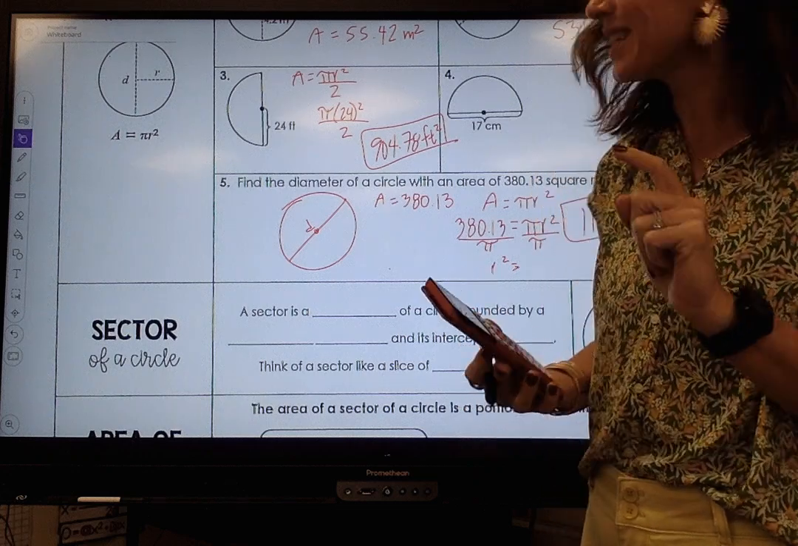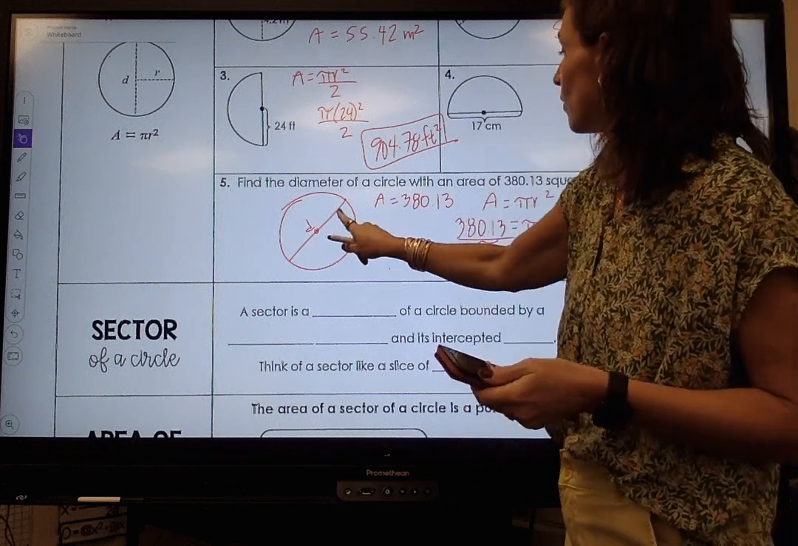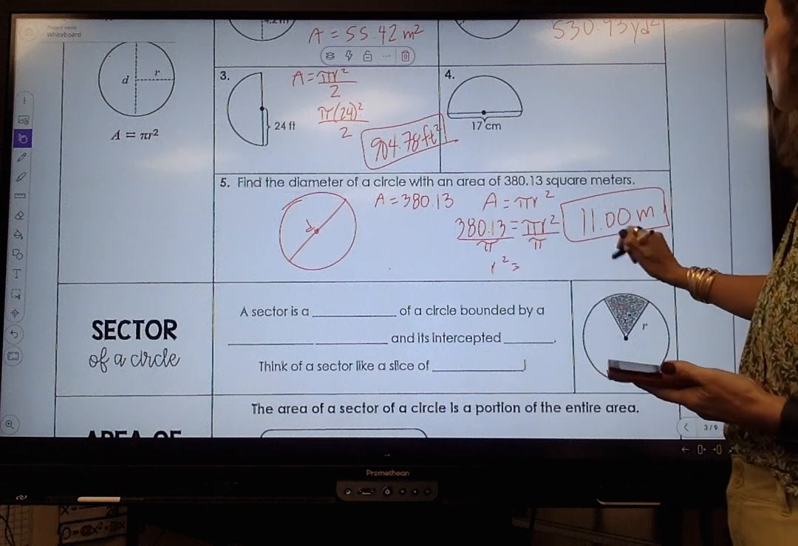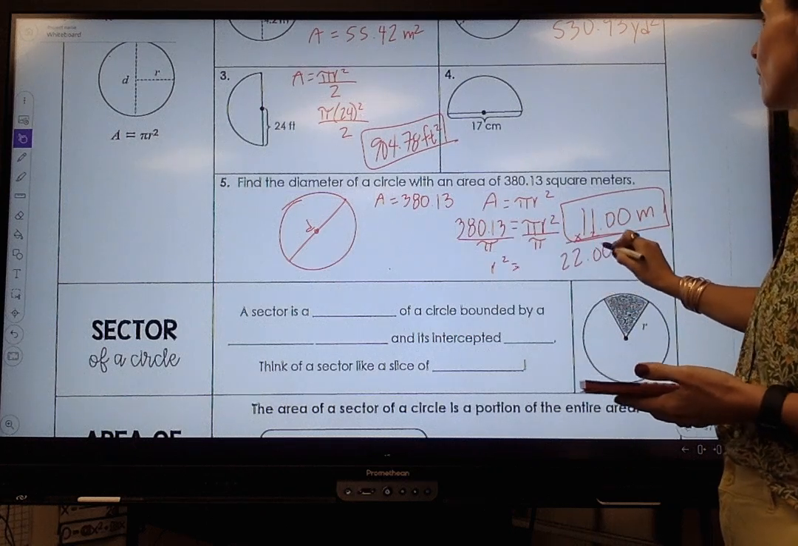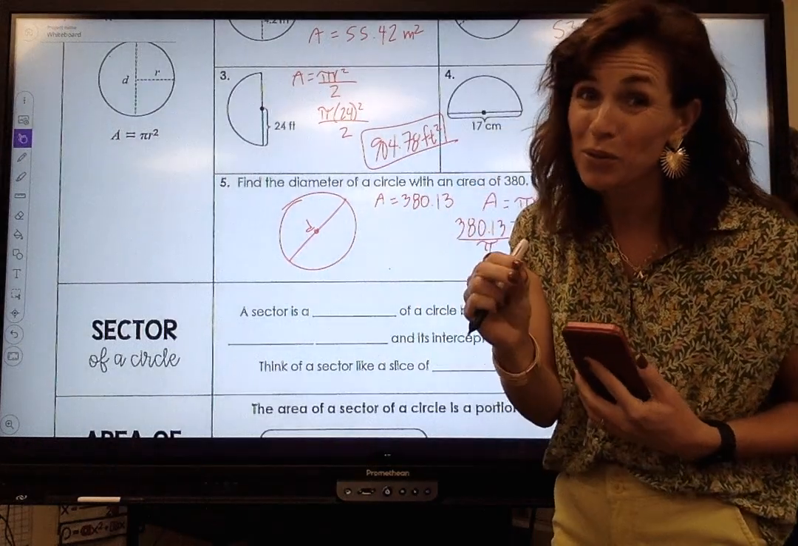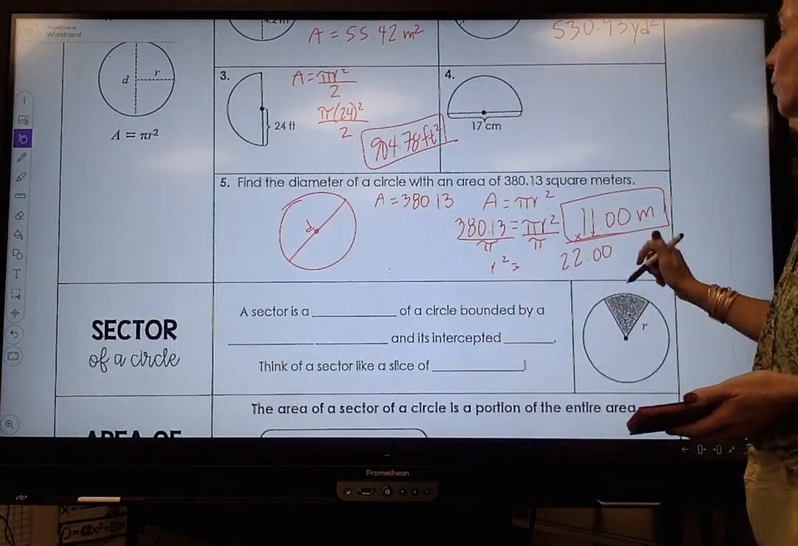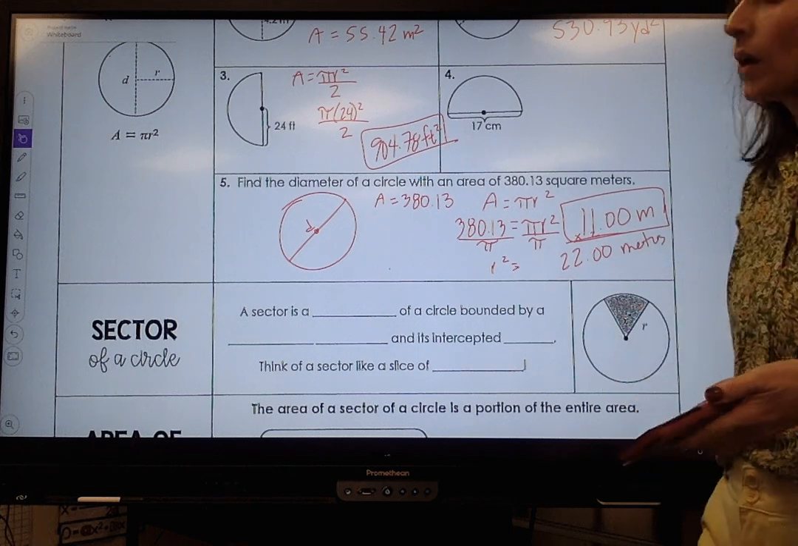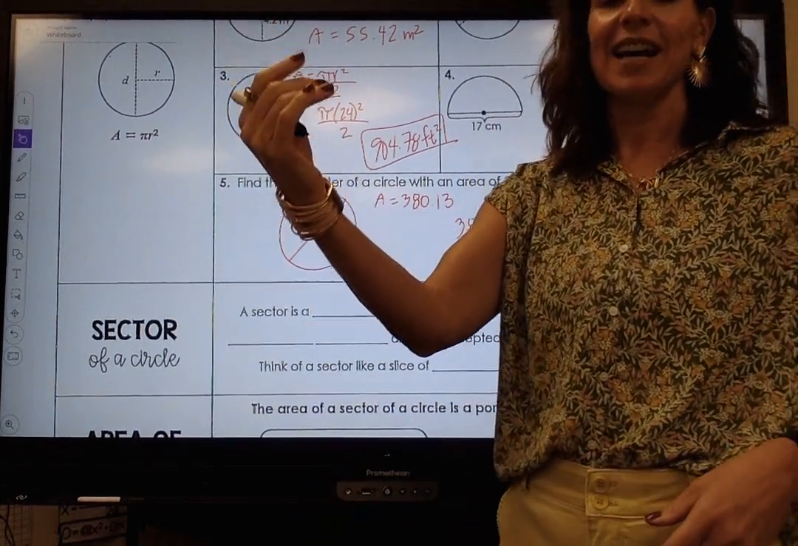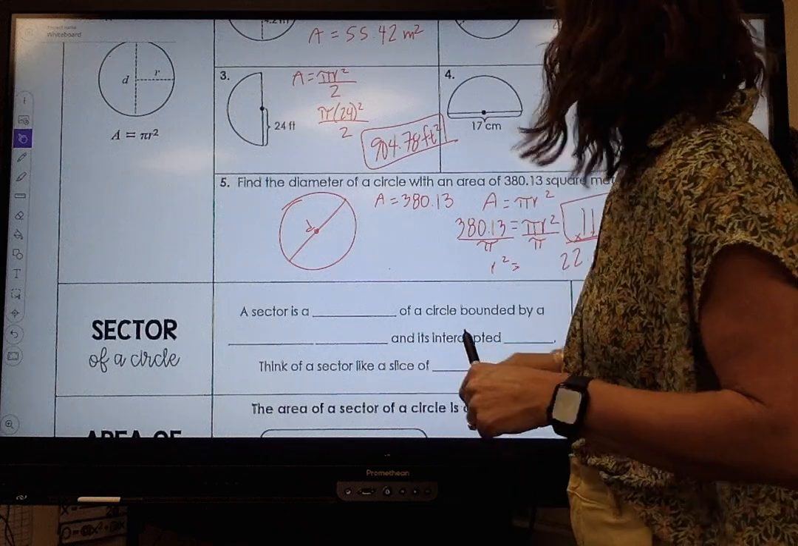But that's my radius, and I'm looking for my diameter, so I need to multiply it by 2. And I get 22.00. I'm rounding to the nearest hundredth. That's why I put those placeholders in there. So 22.00 meters would be my final answer. Okay, so that's just a quick review on the area.